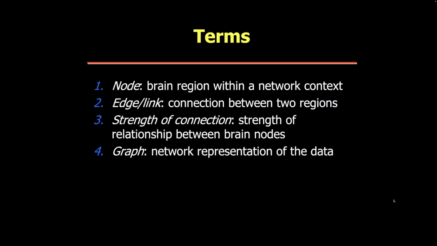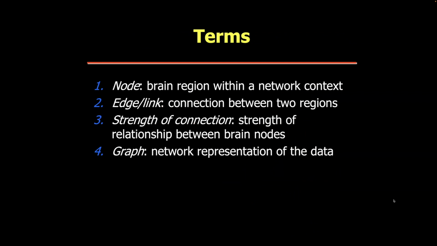Some terminology for the discussion of network analysis: the first is node, and that's any brain region. So we pick a brain region, and if you put it in a network context, you will read and hear the term node to refer to that brain region. An edge or a link is simply a connection between different regions or nodes.